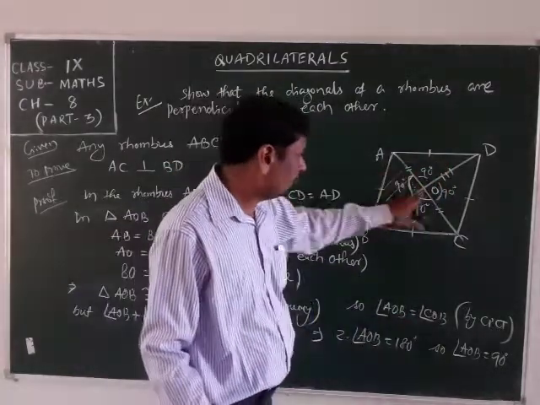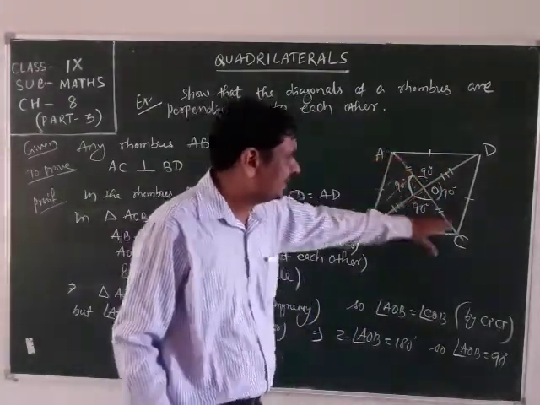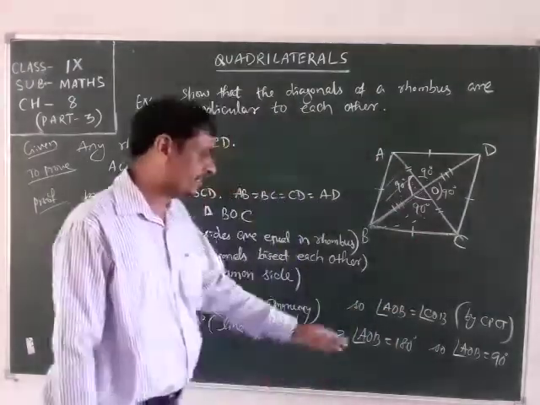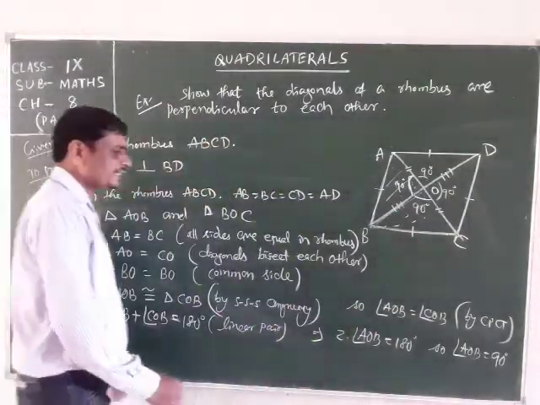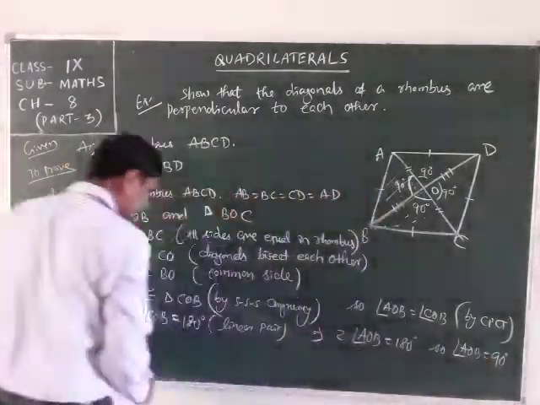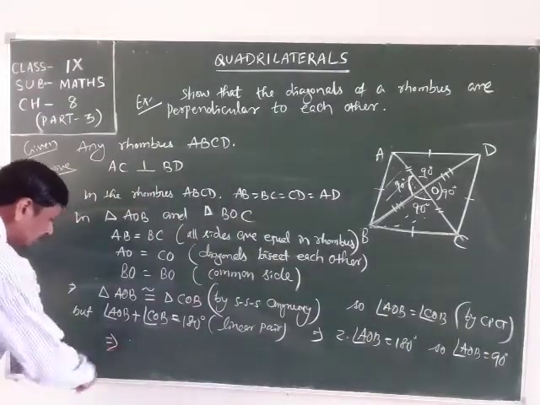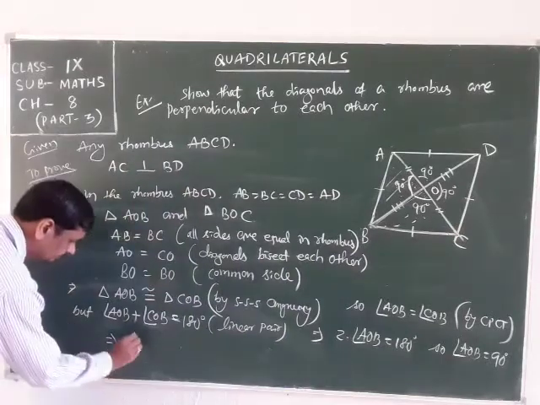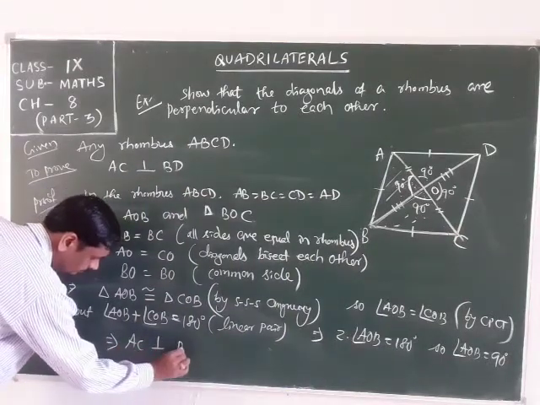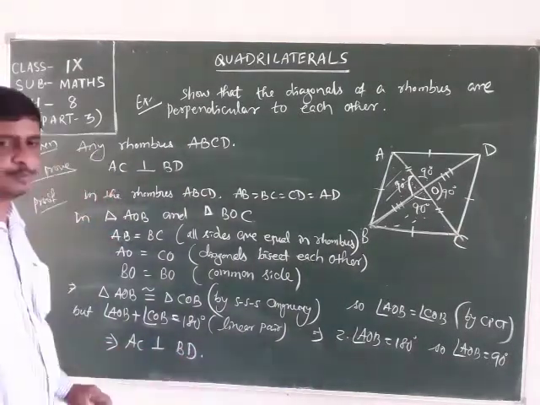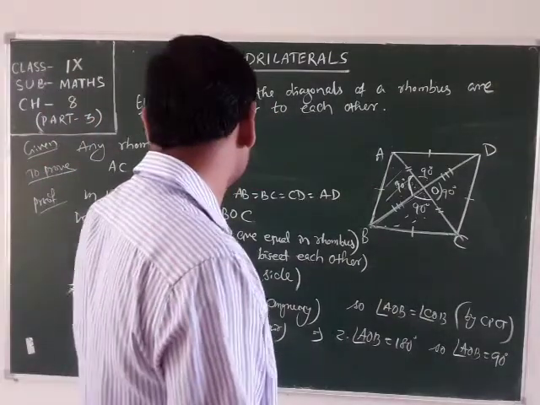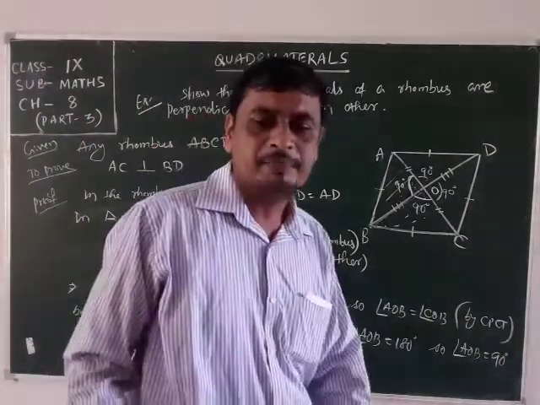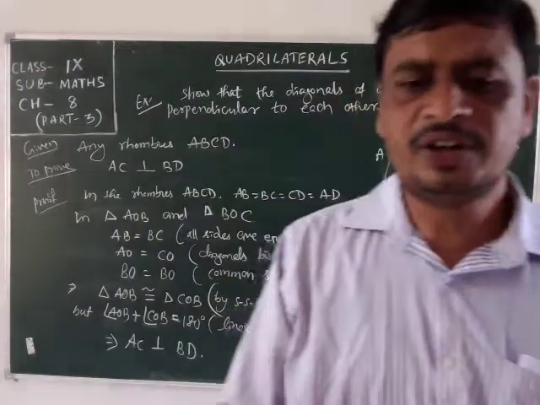Since angle AOB is 90 degrees, we can write that AC is perpendicular to BD. It is proved that the diagonals are perpendicular to each other in the case of a rhombus.